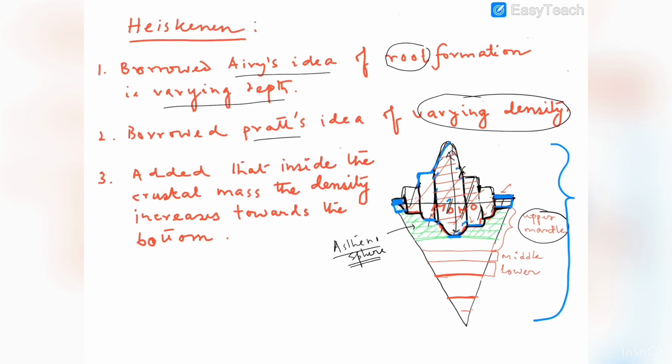And then in the third point, Heiskanen added that inside the crustal mass or the column, the density actually increases towards the base or the bottom. This is again a matter of common sense. Pratt said that the density is different. Now Heiskanen is adding how this density changes. The density increases towards the bottom, and we all know if you increase the density towards the base or the bottom, then the crustal architecture will be very stable.